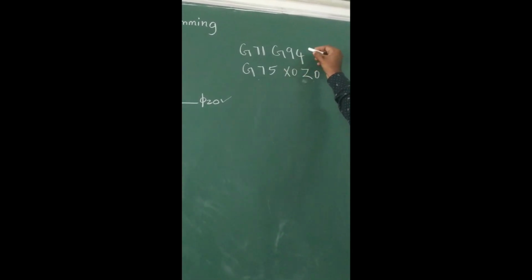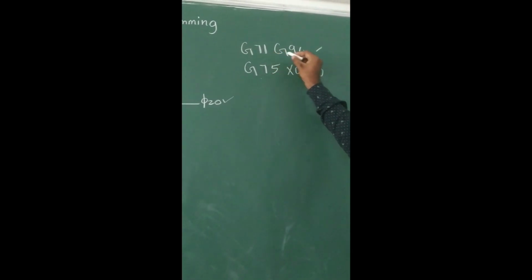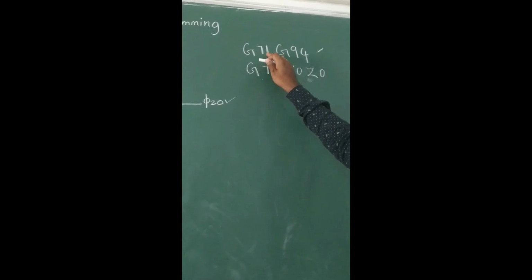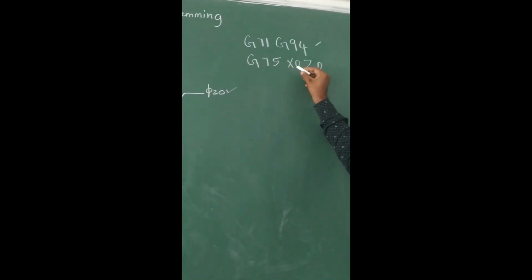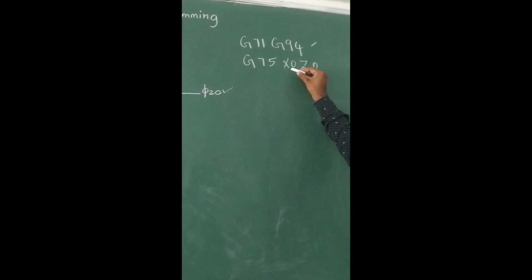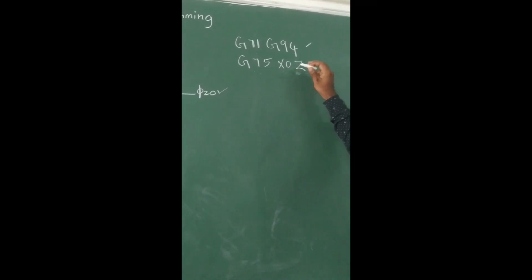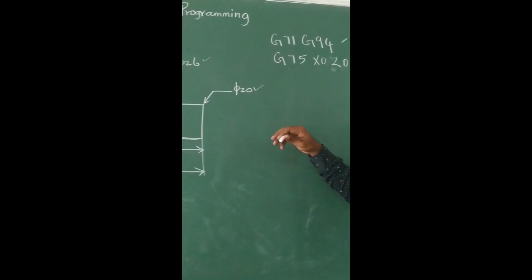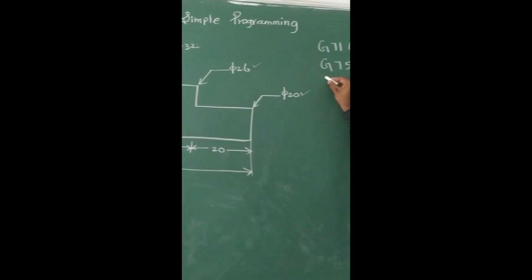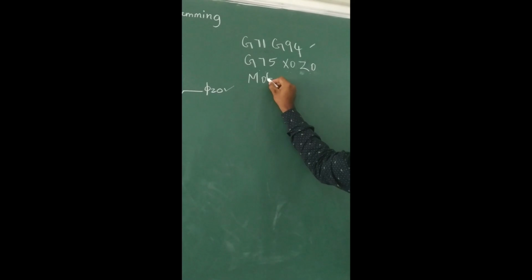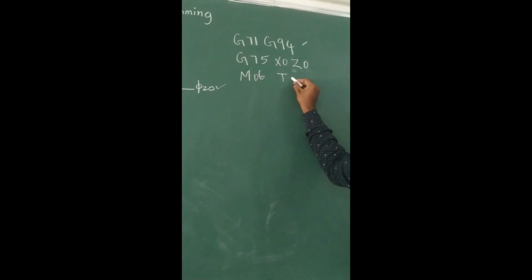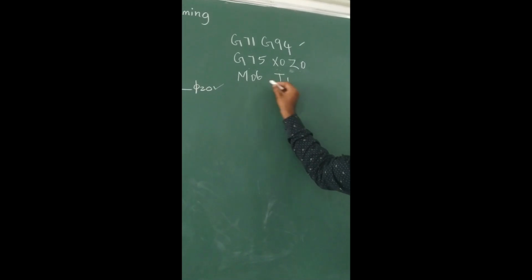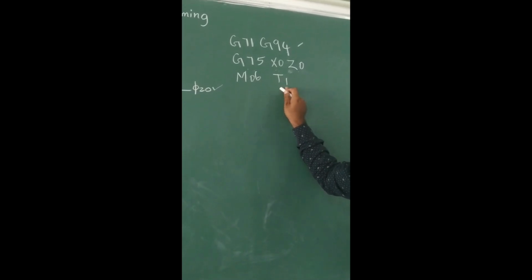So the first step we mentioned is G71, G94, indicating the metric mode and the feed rate. Then G75, X0, Z0, where we send the X axis and Z axis to the home position. If we want to change the tool, we have to use M06, which indicates tool change. I want the first tool, so I am writing M06 T1. T1 indicates the first tool.